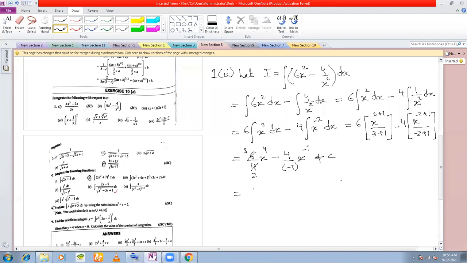Okay, so this becomes 3 by 2 x to the power of 4, and minus minus combined to give you a plus. 4x to the power of minus 1 can be written as 4 by x plus c, where c is a constant of integration. Okay, sir. So this was this. Let us see the next one.